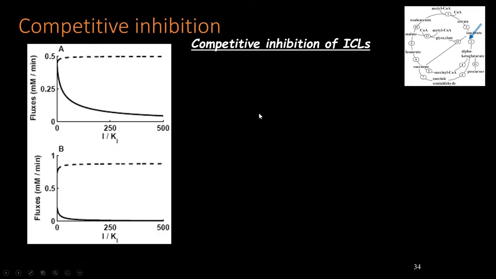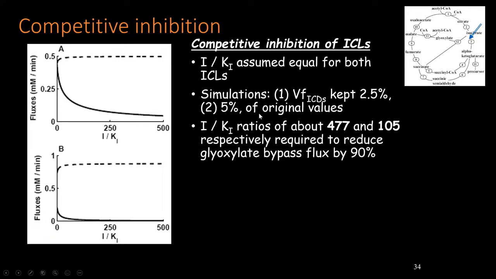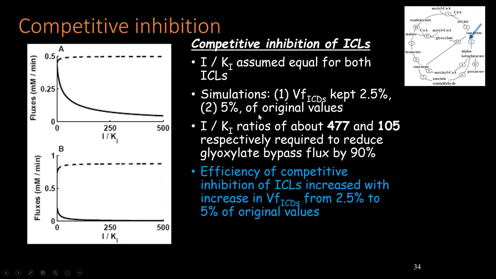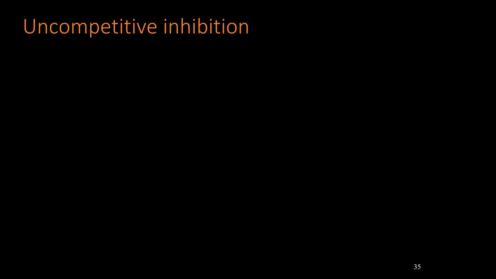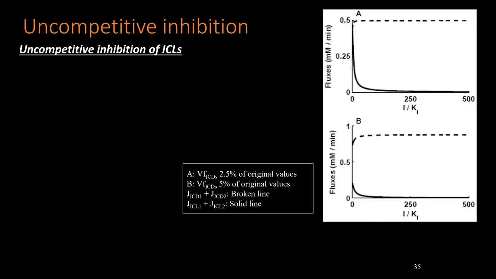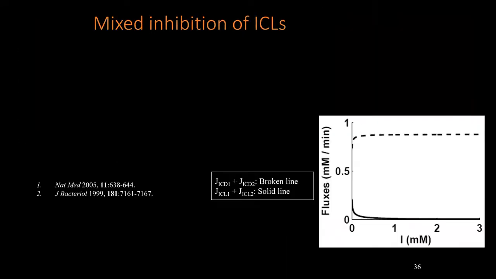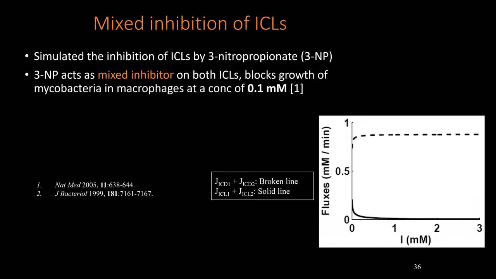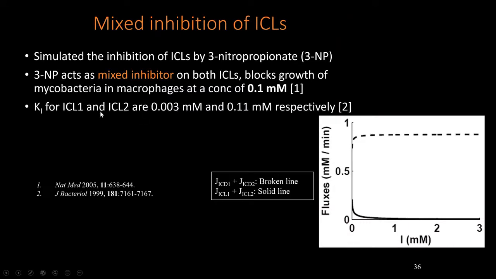Here is the data, you can read it by yourself slowly and see that. So you can see these effects and plots, and how to plot is also shown here. For example, uncompetitive inhibition, I already told you, doesn't influence much. What happens to mixed inhibition? If you remember, 3NP is a mixed inhibitor.